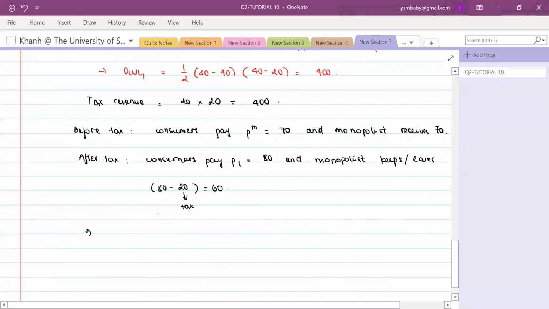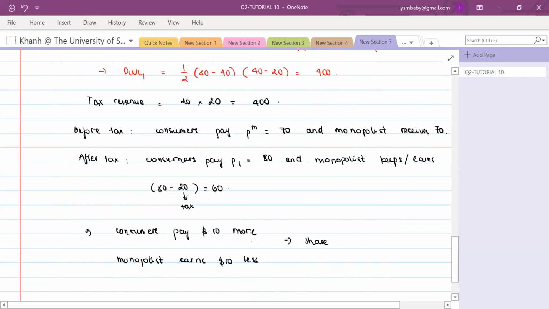So in this case, the incidence of tax is shared equally between the consumer and the producer. Each of them is paying $10 of tax. The consumer is paying $10 more, and the producer is also paying $10 to the government, and therefore receiving $10 less for their money. So the consumers pay $10 more, and the monopolist receives, or earns, $10 less.